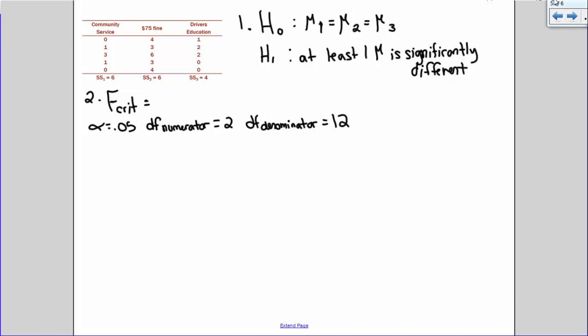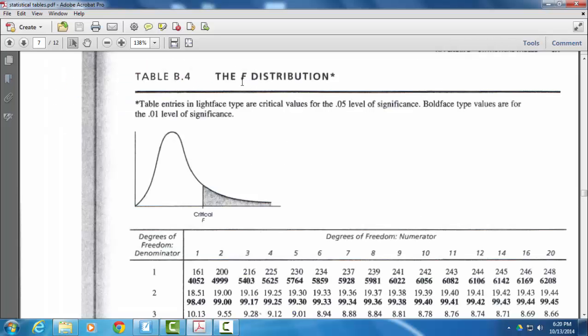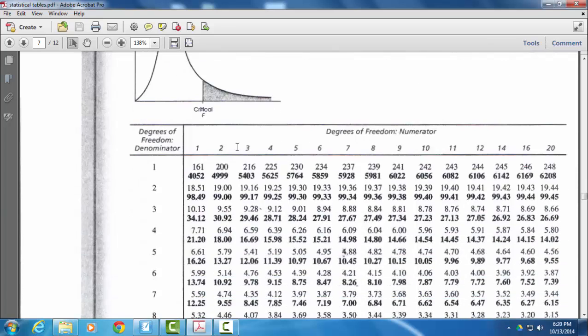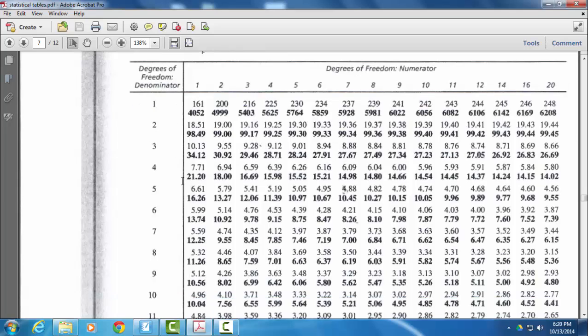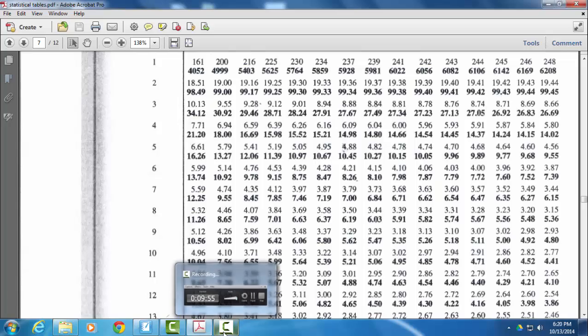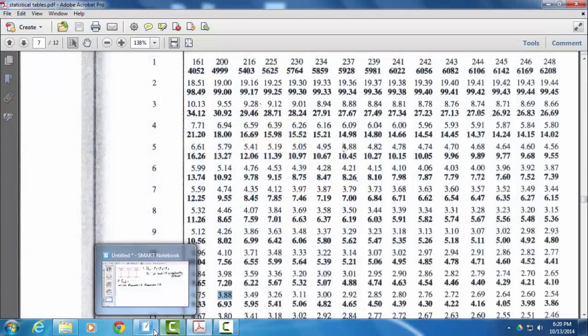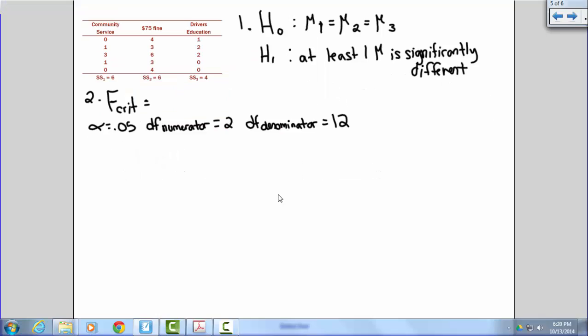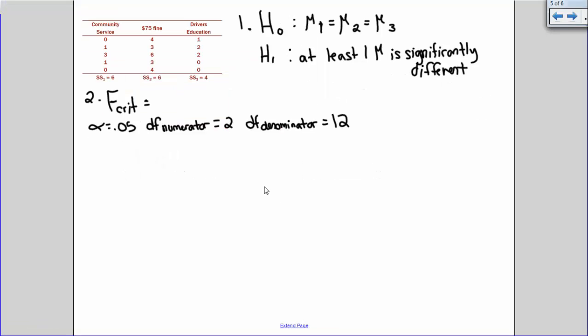Let's pop over to our table here. So we look at our F distribution. Degrees of freedom numerator, or degrees of freedom between, is 2. Degrees of freedom denominator, or degrees of freedom within, is 12. And we land right here. This time we're using an alpha level of 0.05, so we go with the light face value. 3.88 is our critical value. And again, there's no negatives with F values, so we don't have to worry about is it positive or negative.